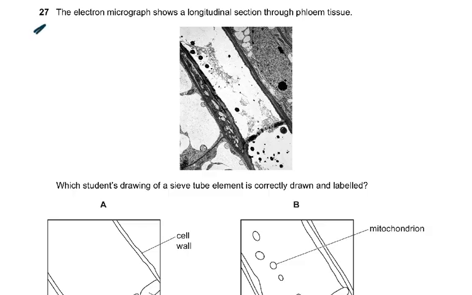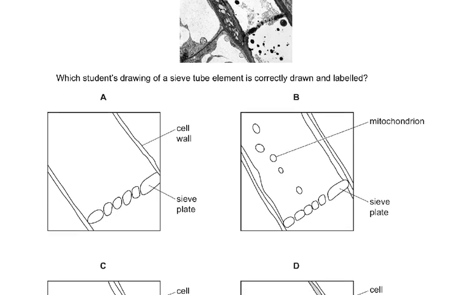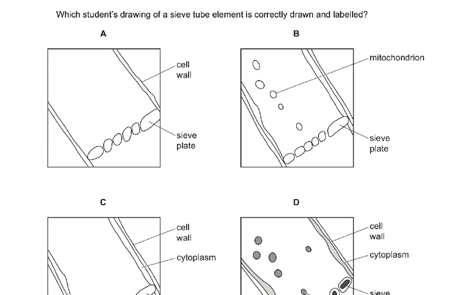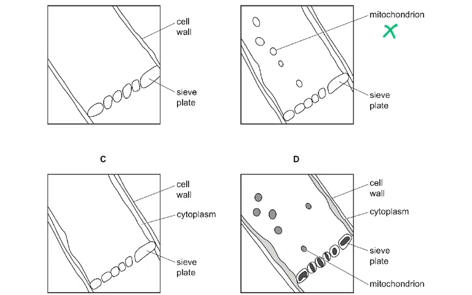Question number 27. The electron micrograph shows a longitudinal section through the phloem tissue. Which student's drawing of a sieve tube element is correctly drawn and labeled? Now first let's look at all of them correctly. Now the one with the mitochondria is wrong. There could be no mitochondria inside. In fact, it's just peripheral cytoplasm. There's no mitochondria in the middle of it.